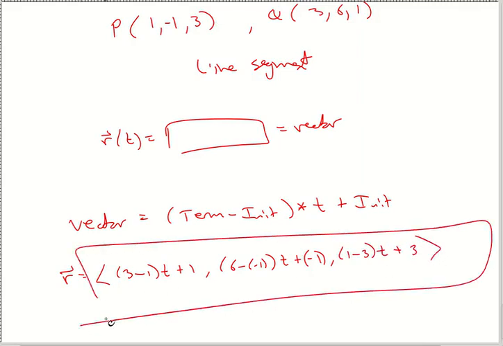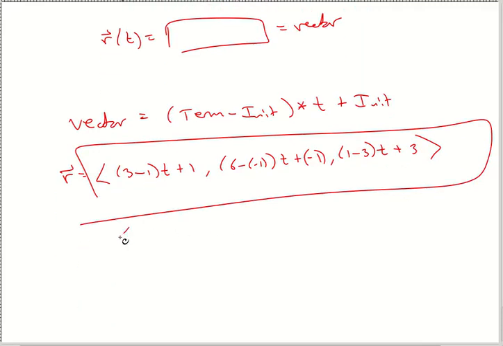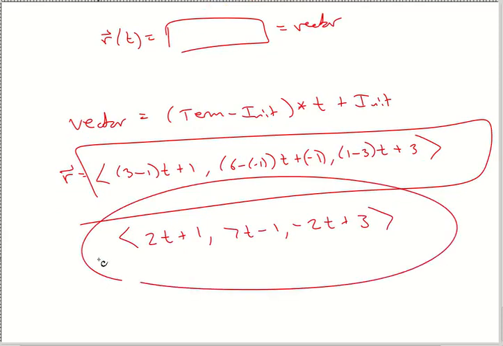You don't need to simplify or anything, but if you really want to, it would look like 2t plus 1, 7t minus 1, and -2t plus 3. So there's your simplified answer if you want to do it that way. Keep moving. The next one's a graphing one.